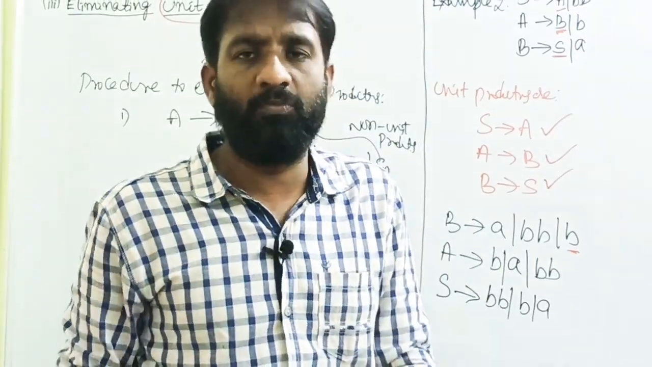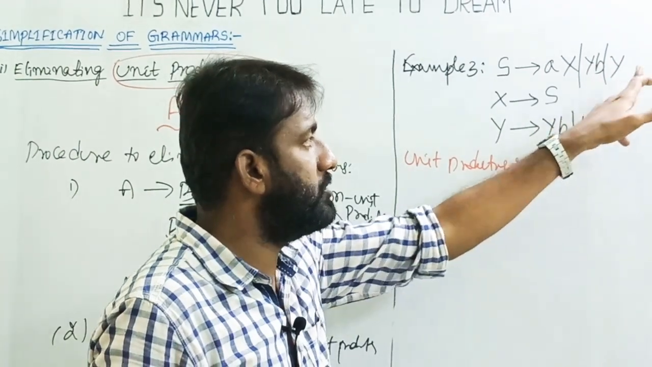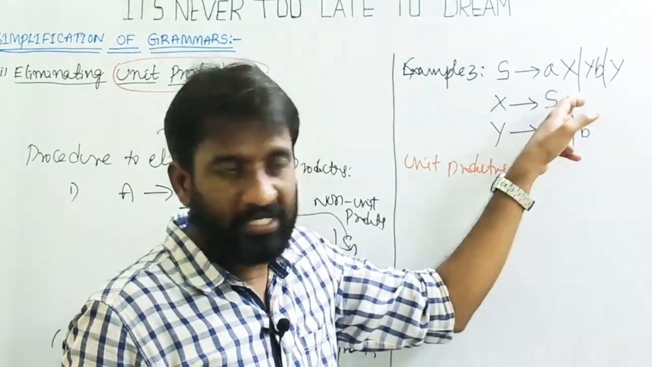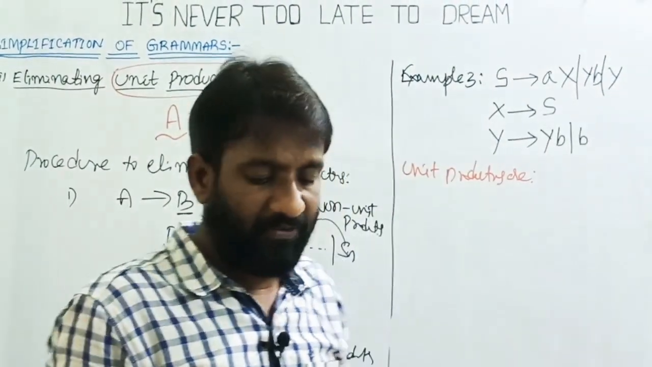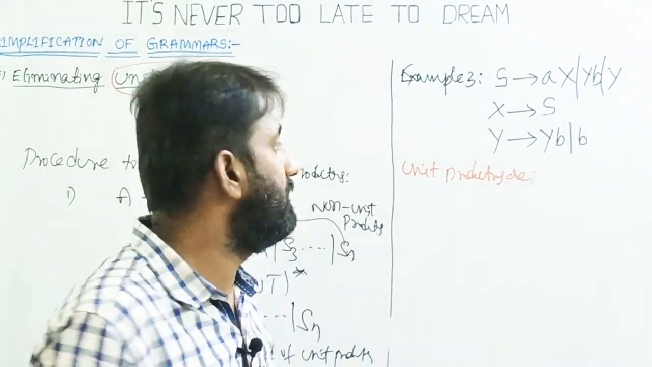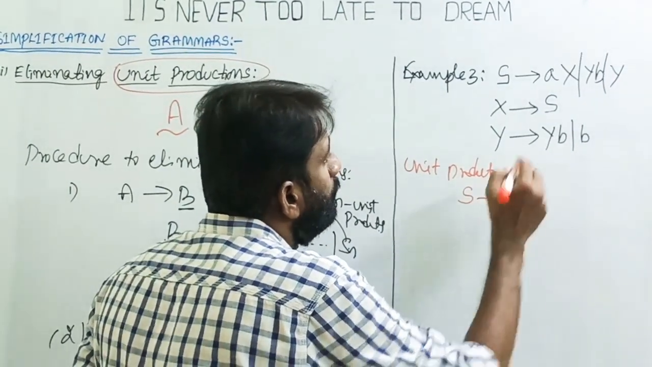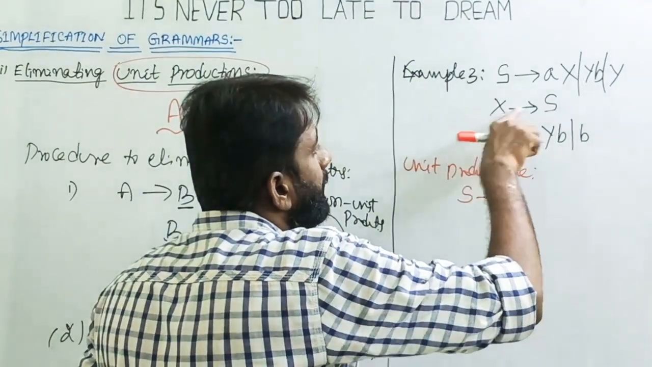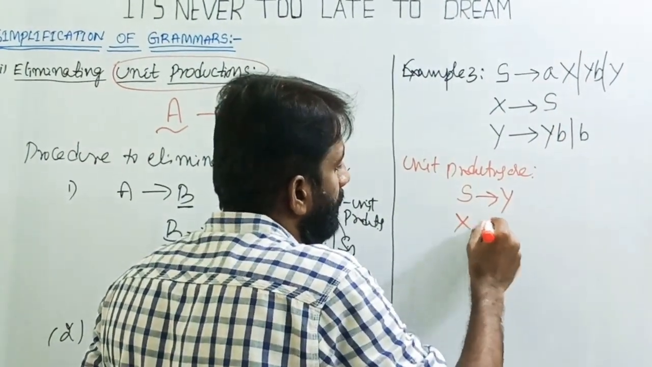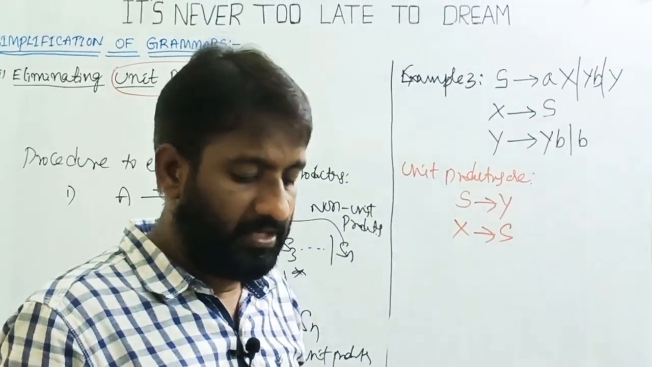Let's consider one more example. The given grammar is S tends to AX slash YB slash Y, then X tends to S, then Y tends to YB slash B. First identify the unit productions in the given grammar. The first unit production is S tends to Y. The second unit production is X tends to S. So remove the unit productions from the given grammar one by one.